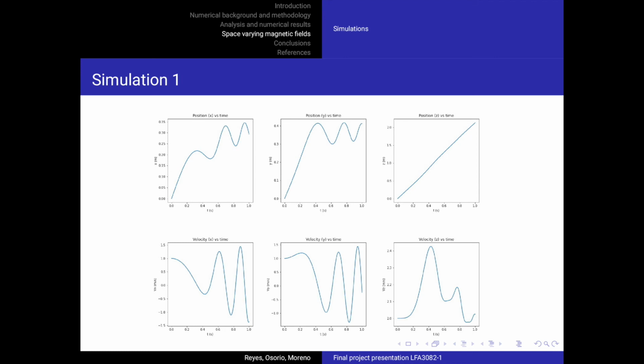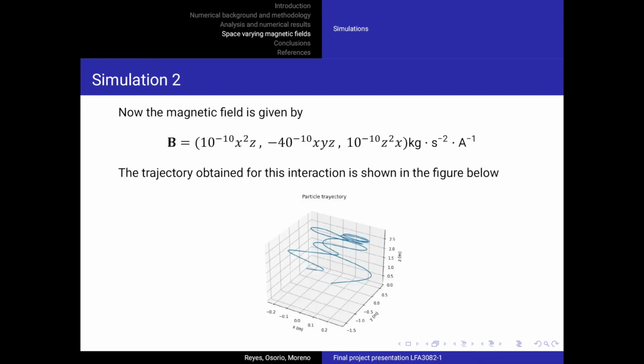Now let's look at the graphs. The first row corresponds to the position versus time plots, while the others correspond to the velocity versus time. In the case of the position for the x and y axis, we can see that in fact the path is oscillatory. Now let's go to our second example. In this case, we chose this vector space as our magnetic field, and we can see in the plot that the trajectory is very interesting.